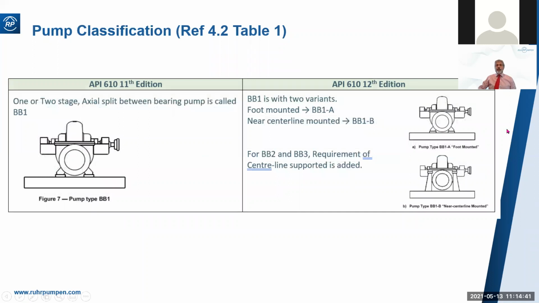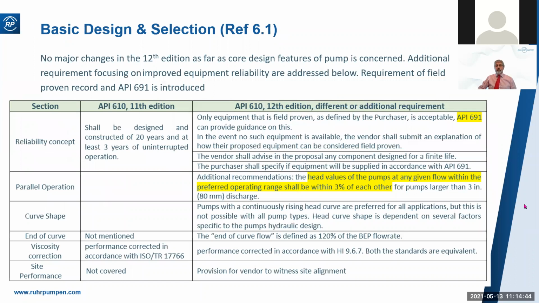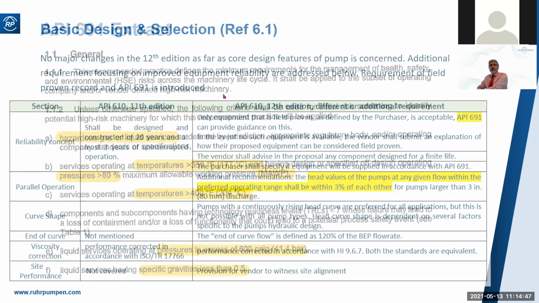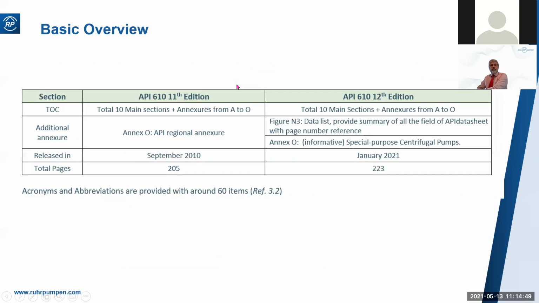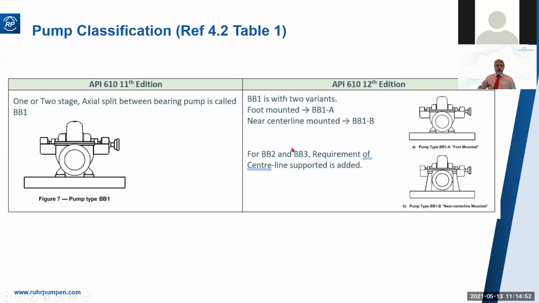Here is the first major change. They now differentiate between foot-mounted and centerline mounted versions of the axially split case BB1 pump. The foot-mounted version, BB1A, is largely used in cold water service. The centerline version, BB1B, is largely used as an oil pipeline pump.